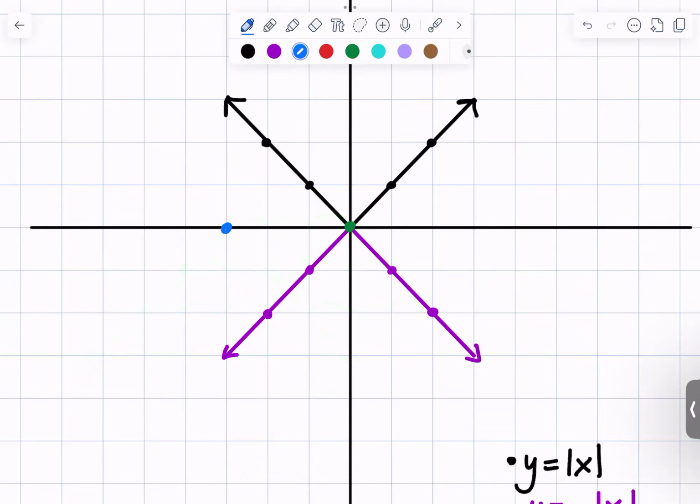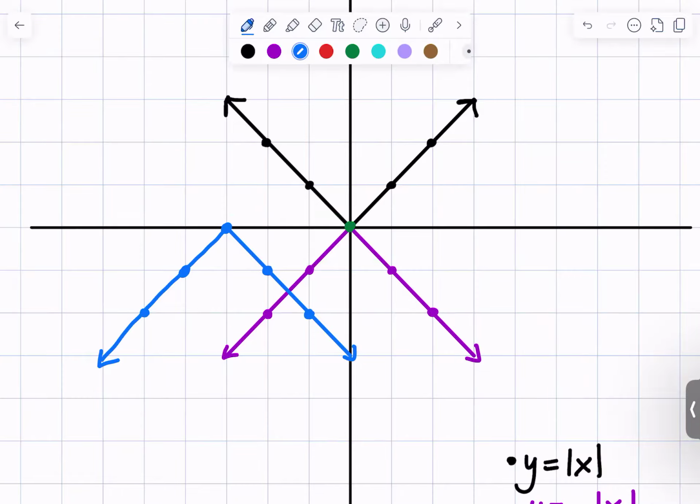So my graph would look like that. Cool? Yeah. That is graphing an absolute value function, right, with transformations.